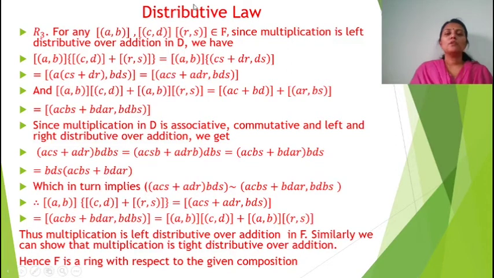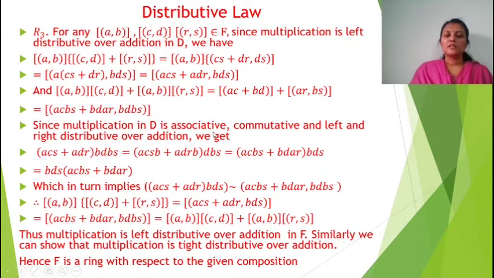Now the distributive law, R3. For any a/b, c/d, r/s of F, since multiplication is left distributive over addition in D, we have a/b · (c/d + r/s) is equal to a/b · (cs + dr)/(ds), which is equal to a(cs + dr)/(bds), which is equal to (acs + adr)/(bds), which is equal to a/b · c/d + a/b · r/s, which is equal to (ac)/(bd) + (ar)/(bs), which is equal to (acbs + bdar)/(bdbs), the formula we used.